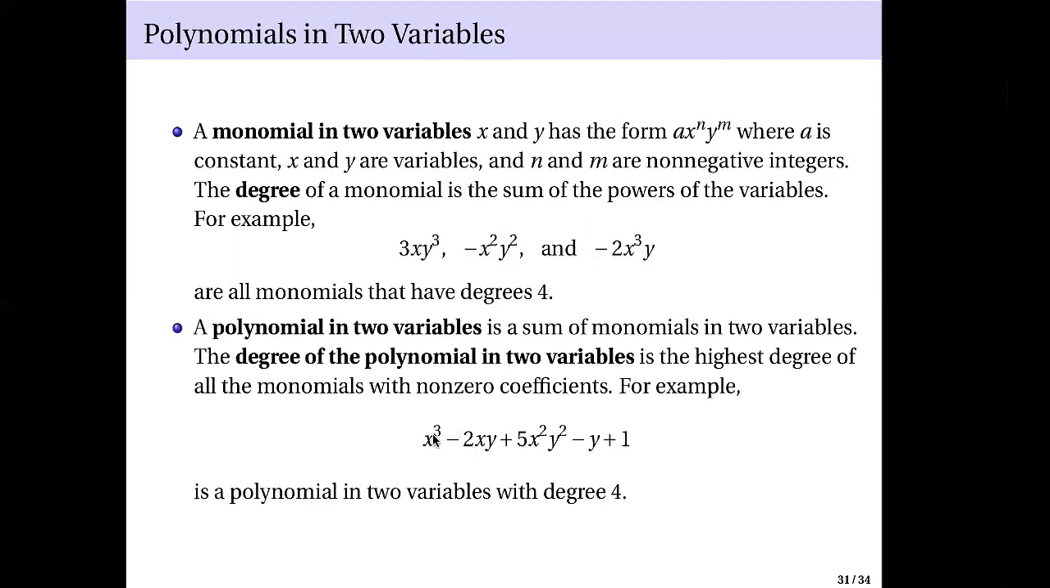For example, in x cubed minus 2xy plus 5x squared y squared minus y plus 1, the degree of this monomial is 3, so x to the power 3. For this monomial, x has power 1, y has power 1, 1 plus 1, the degree is 2. In here, x has power 2, y has power 2, 2 plus 2, so the degree of this monomial is 4. Here y has power 1, so the degree is 1. This is a constant, so the degree of the monomial is 0. So the highest power that we see is 4, coming from this.